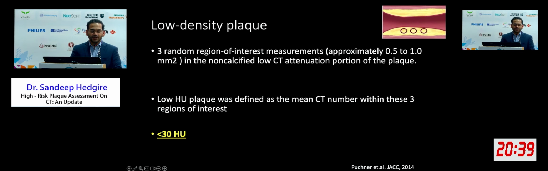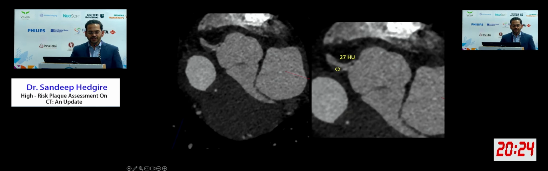Let's begin with the low-density plaque. Low-density plaque is a plaque that has an attenuation value of less than 30 Hounsfield units. You calculate that attenuation by drawing at least 3 random regions of interest. Here is an example of a proximal right coronary artery low-density plaque.